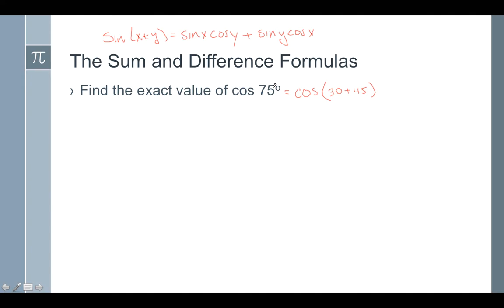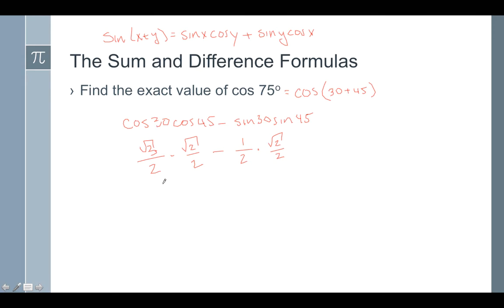And now I have the cosine of a sum that I can split up using two angles that I know are on my circle. So this becomes the cosine of 30 times the cosine of 45 minus the sine of 30 times the sine of 45. And I'm just going to go do all of this. The cosine of 30 is root 3 over 2. The cosine of 45 is root 2 over 2. The sine of 30 is 1 over 2. And the sine of 45 is root 2 over 2.